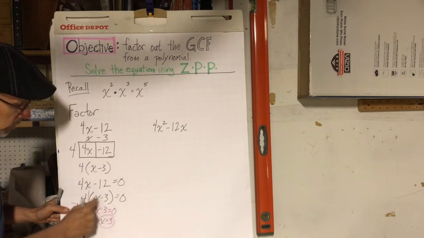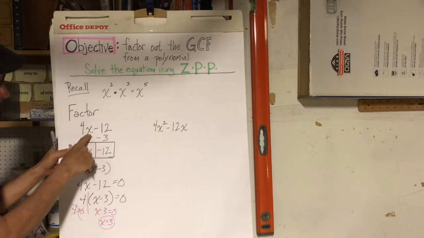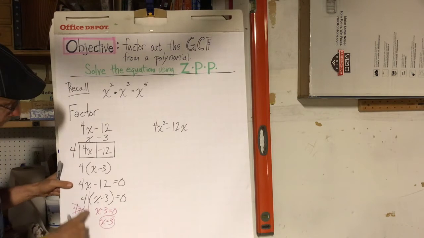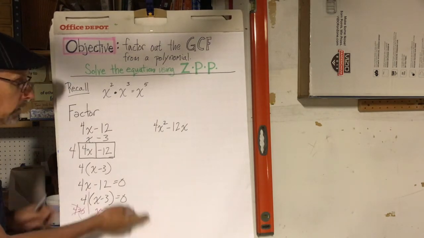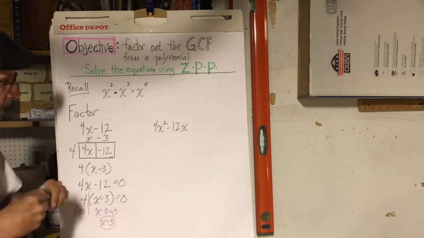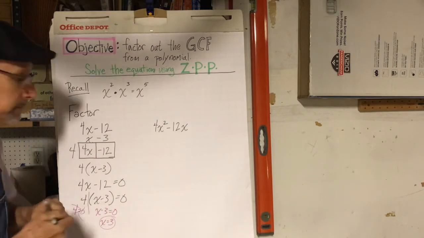is 0. 0 times 4 is 0. Or if I even plug it back into here, 4 times 3 is 12. 12 minus 12 is 0. So it works. Let's look at this example. Same thing again.